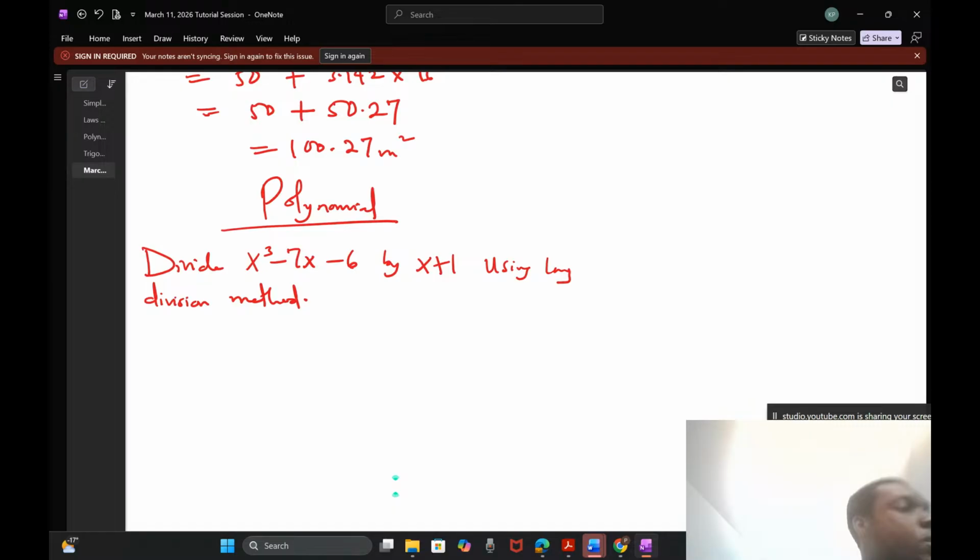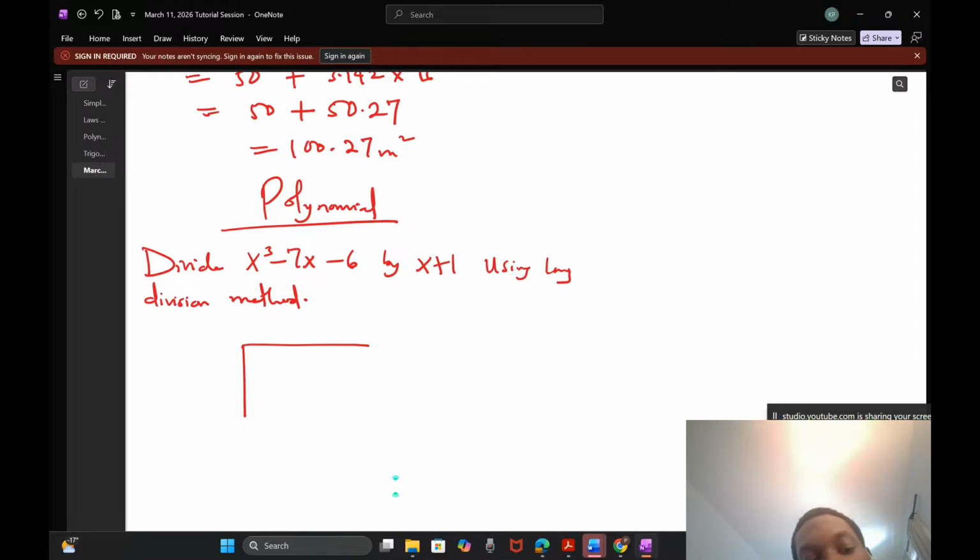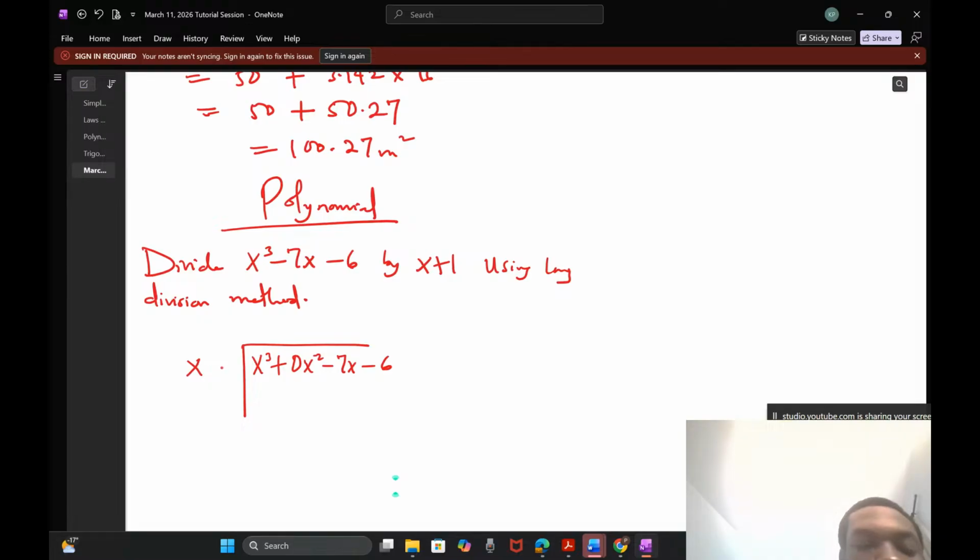Okay, so the question says divide x cubed minus 7x minus 6 by x plus 1 using the long division method. The long division method we're using is quite similar to the normal long division we learned in grade 3 and grade 4. So we draw a line like this. We have x cubed minus 7x minus 6, and they skipped x squared, so we write x cubed plus 0x squared minus 7x minus 6. And then we'll put x plus 1 outside.